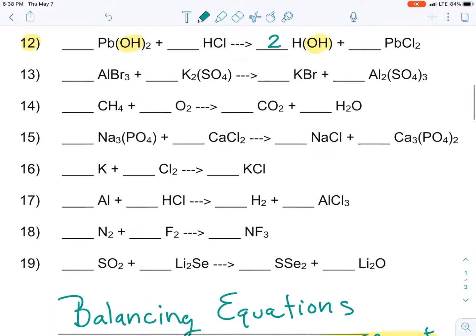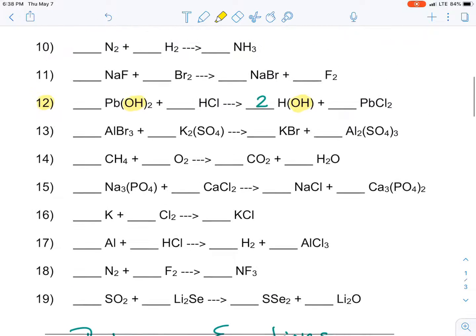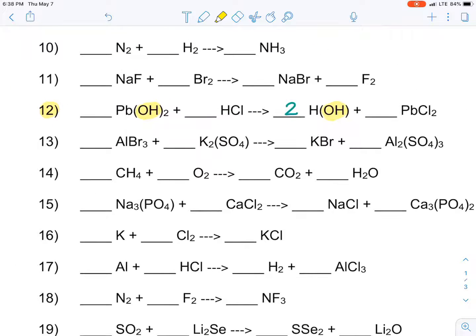Step 2, and this is the key to this thing to make it work. Well, we fixed it already. Step 3, fix its partner. So this is why this thing works. You fix one ion, and then you fix its partner, and you keep going with the partners until you're done. So now that we have two OHs, we fixed that problem, but now we have two H's. So we have to go back and fix, so we have two H's on both sides.